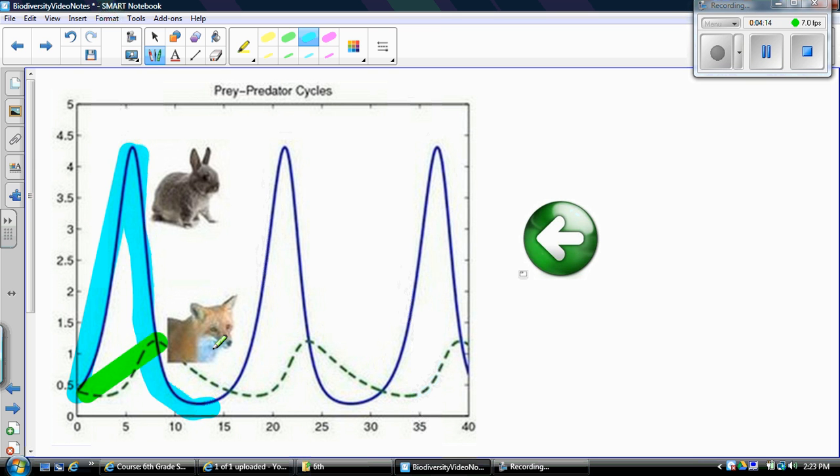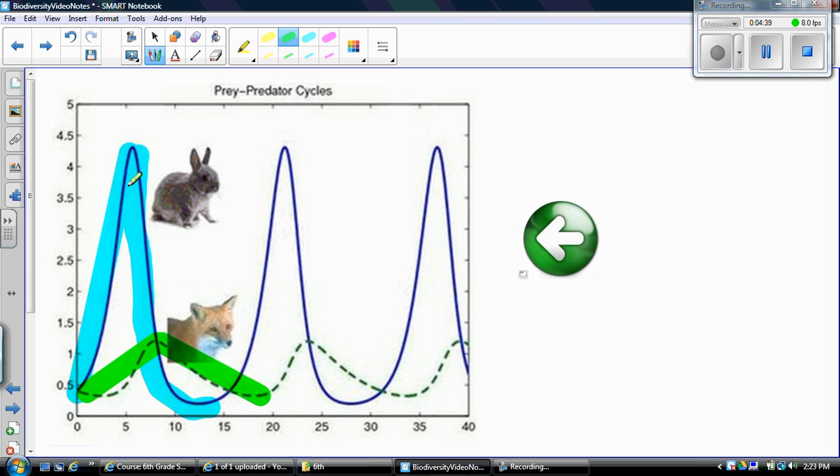When the fox population increases and they feed off the rabbits, the rabbit population starts to decrease. Now, once the rabbit population decreases because there are too many foxes, the foxes are going to run out of their food and they're going to start to compete for the food. And then their population is going to start to decrease at a later date. And this keeps happening over and over as a cycle.